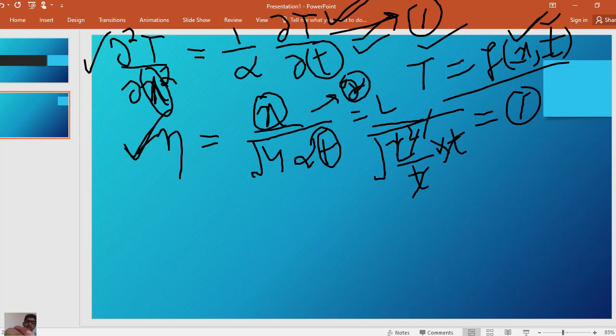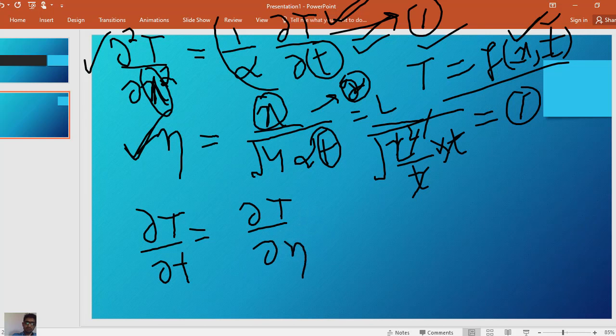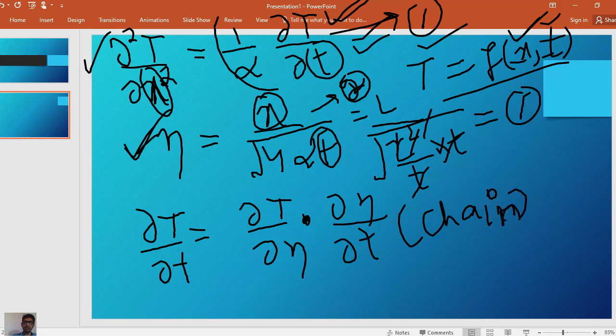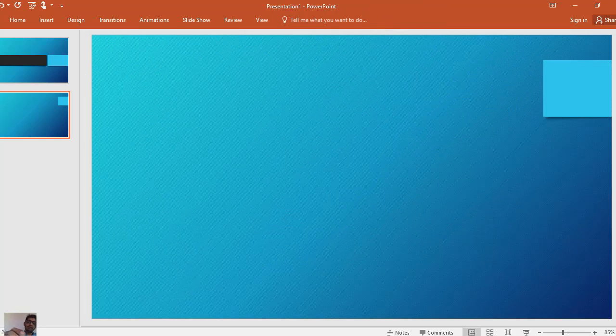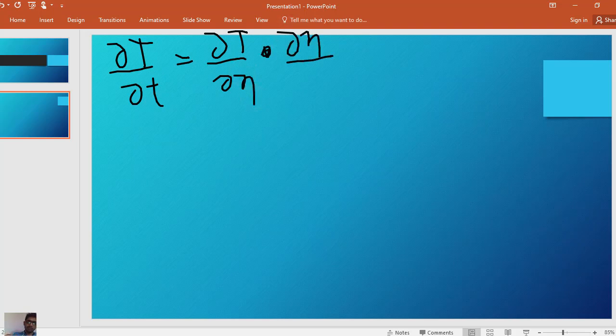Now, take the right hand side of this equation, which is change in temperature with change in time. This can also be written as change in temperature with change in similarity variable, times change in similarity variable with change in time. So this is the chain rule. By chain rule we can solve dT by dt, which is the right hand side of equation 1. So dT by dt is equal to dT by d eta times d eta by dt.